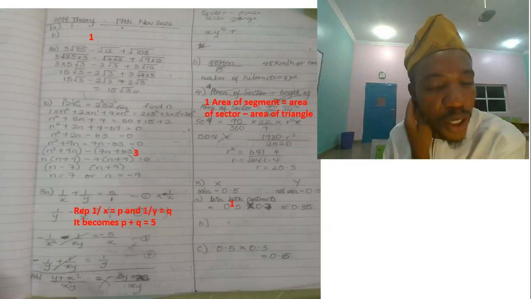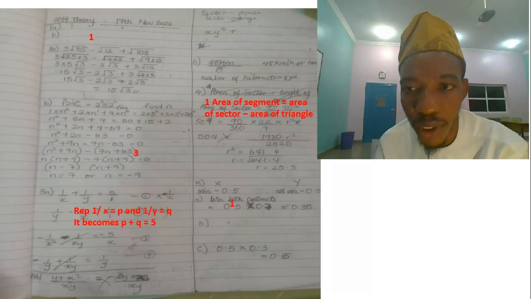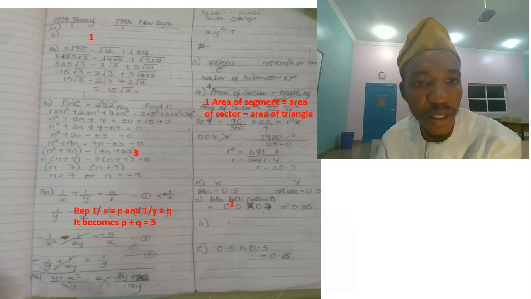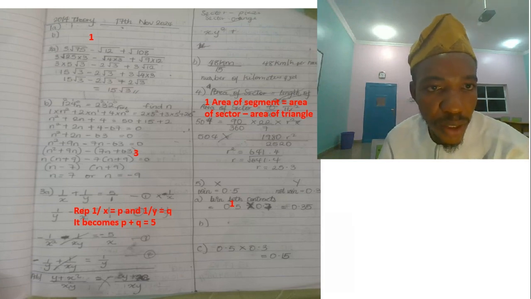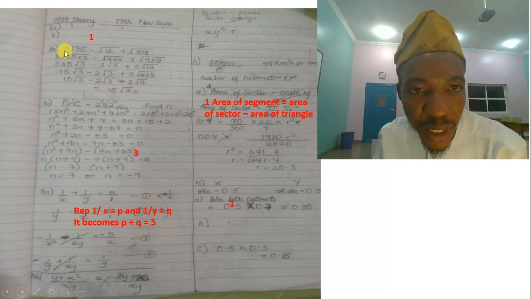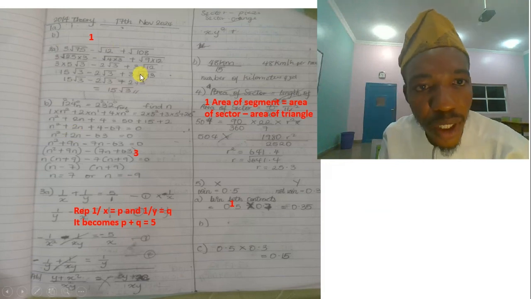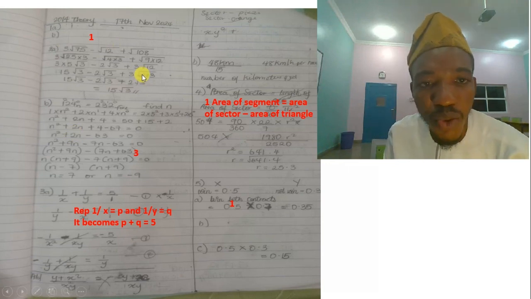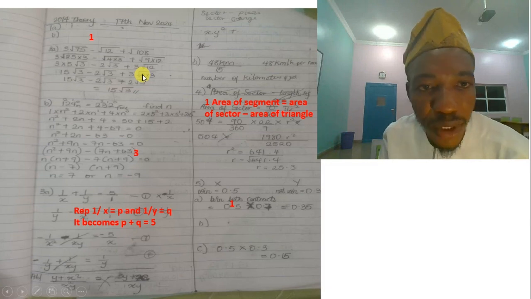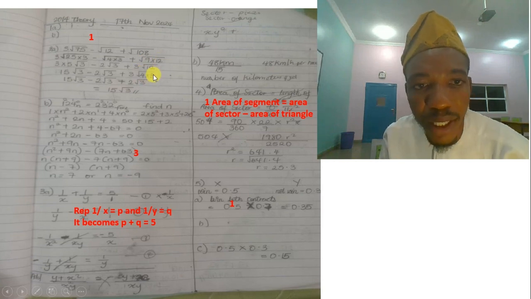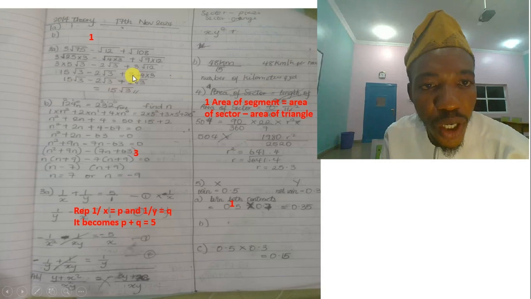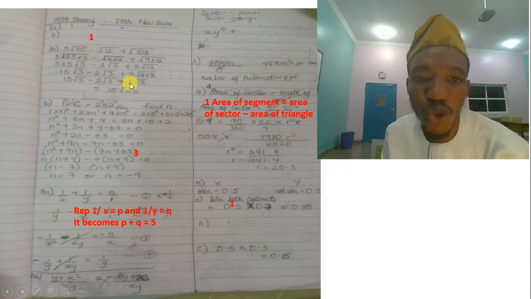Your second question was on surds. Actually, you would have gotten this surd correctly. The only problem was that you made a mistake here: you forgot to find the square root of 4. This one was correct, 9 times 12. When 12 becomes 4 times 3, what is the square root of 4? That should be 2. So by the time you multiply 2 by 3, you should get 6. So here should have been 6, not 2. That was the error.